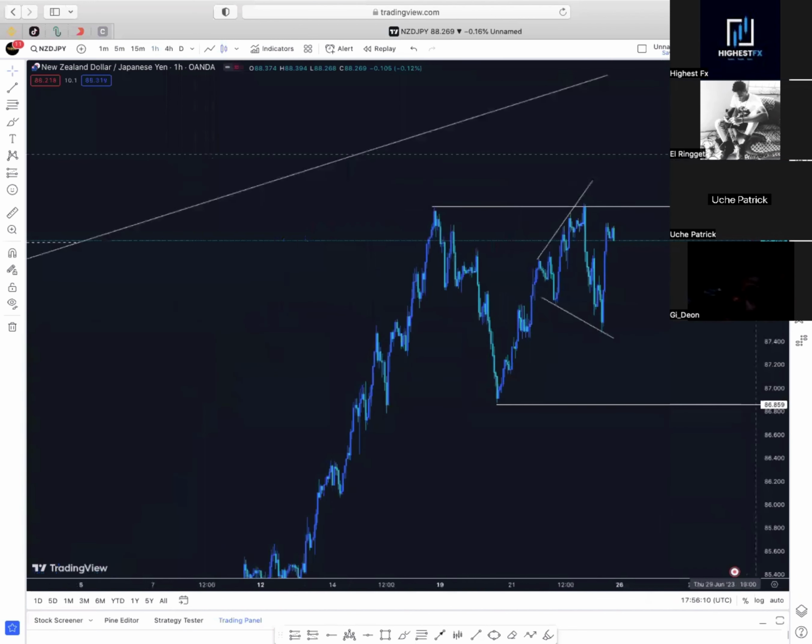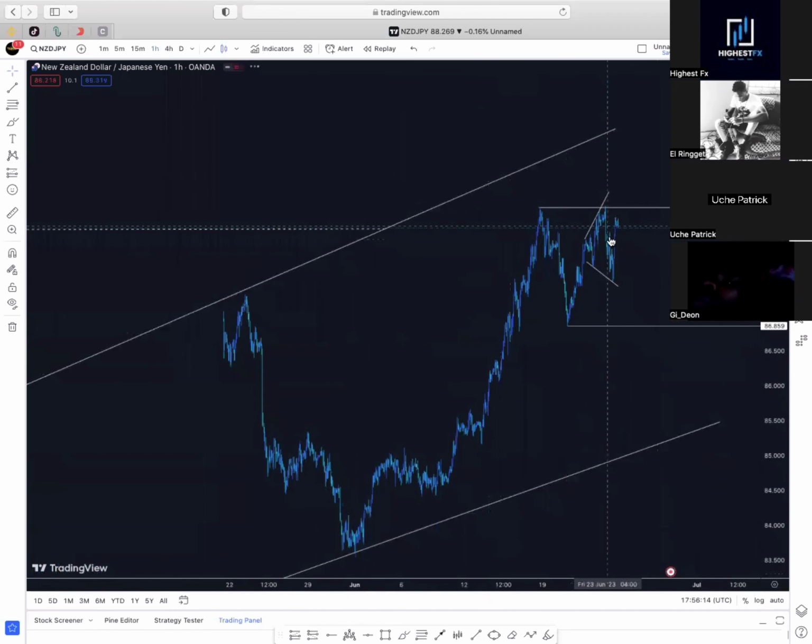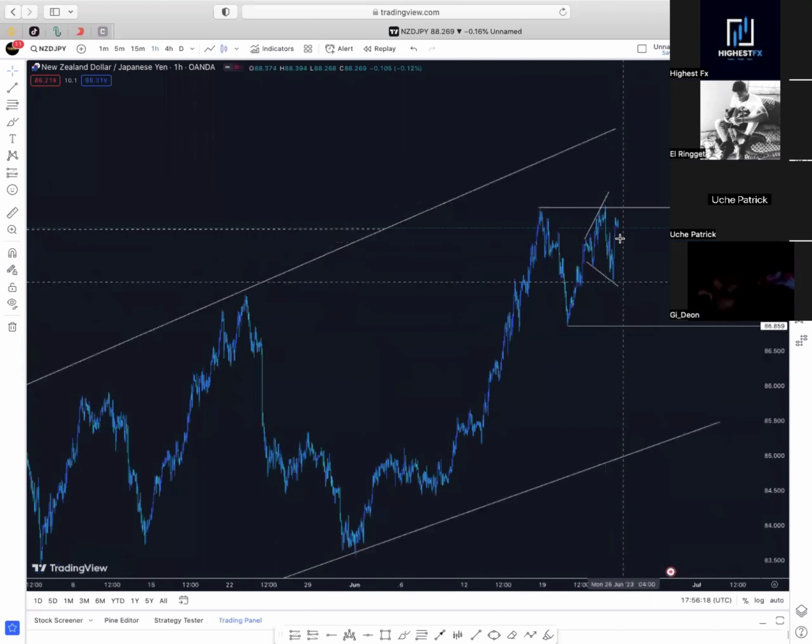All right. So this is what we have for NZD JPY. You have to let the market play around a little so that it can give us a clear structure here before we know what to do.